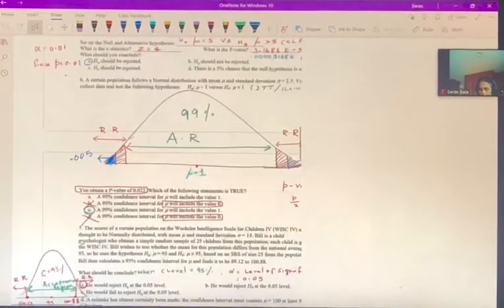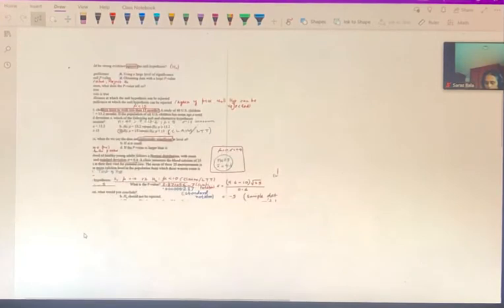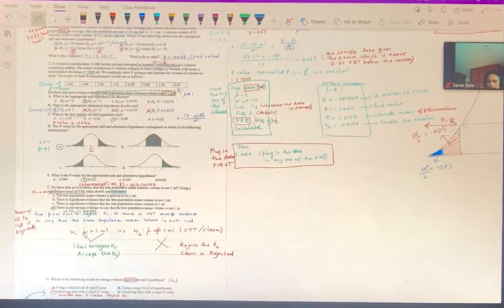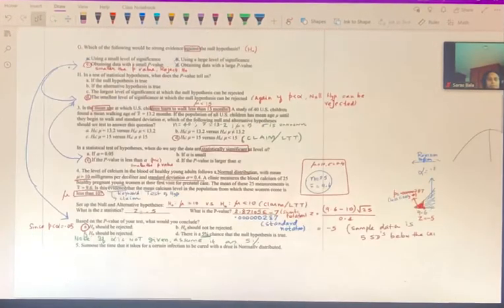We started with the testing of hypothesis, and I guess we went over just the first page. It's only about 4 pages. All right, so let's see problem number 3.